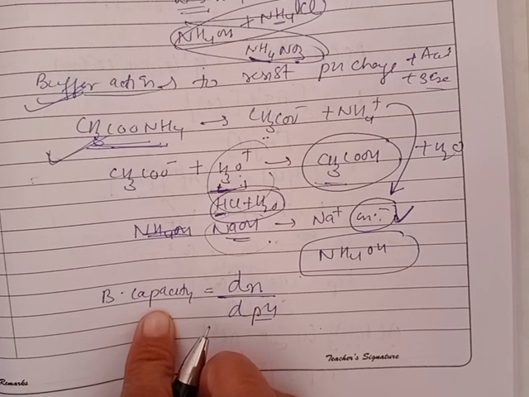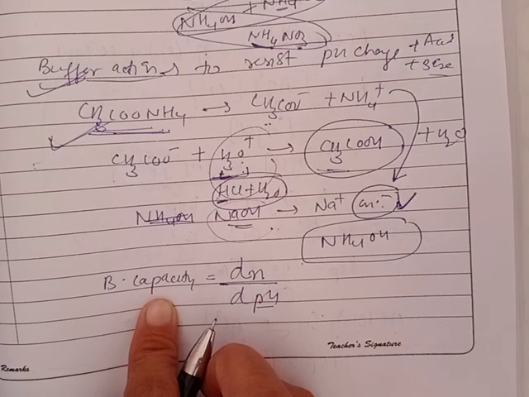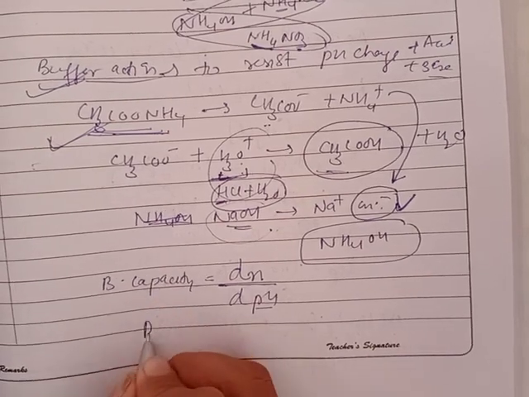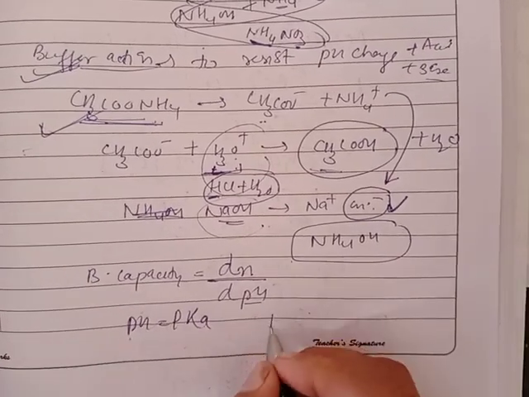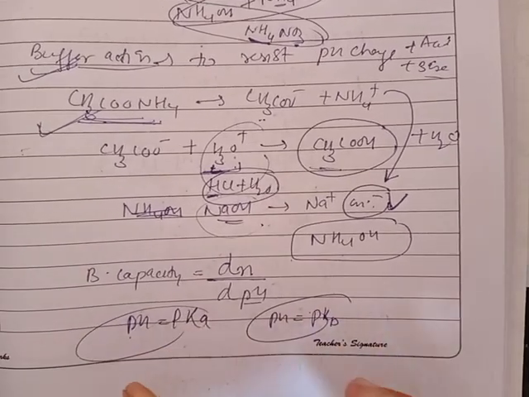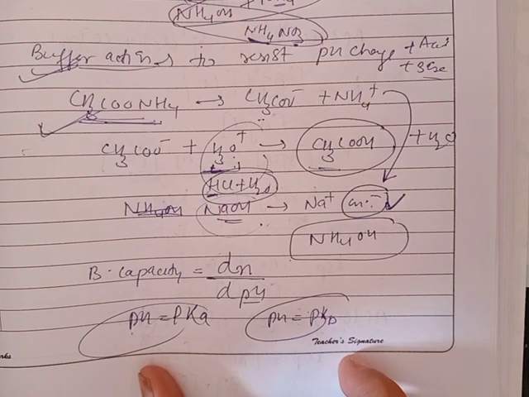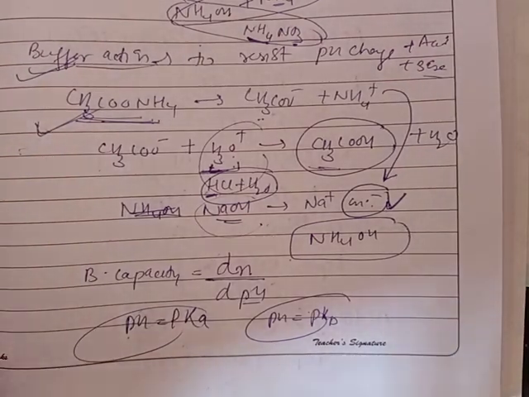So the buffer capacity of a buffer is maximum when the concentration of weak acid and its salt, and weak base and its salt, are equal. When pH equals pKa for a weak acid, or pOH equals pKb for a weak base, that is, when they are equal, in that case the buffer capacity of a buffer solution is maximum. Clear? Last is the importance of buffer solution.